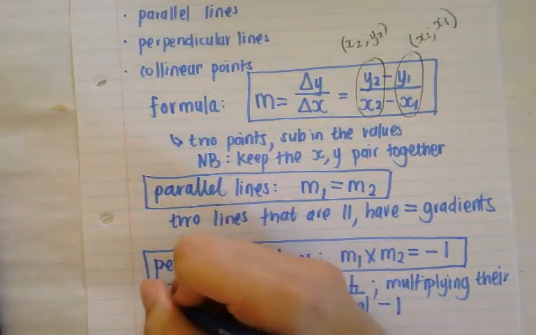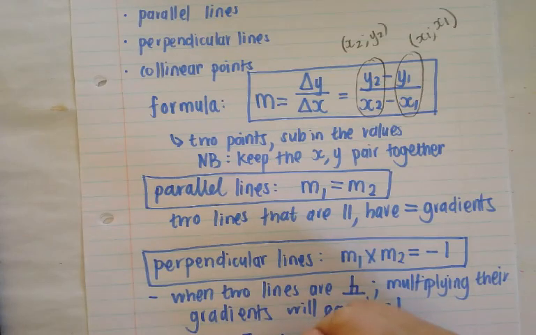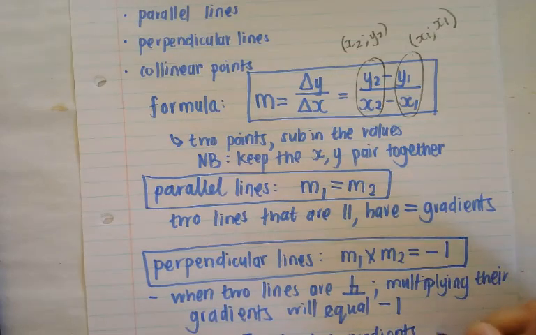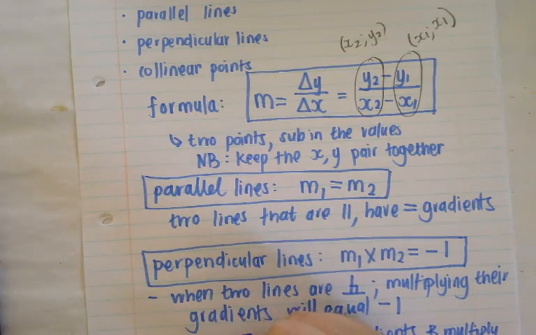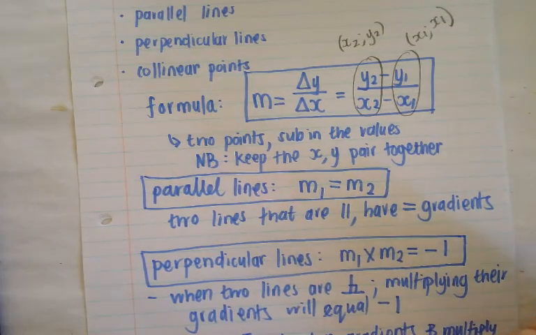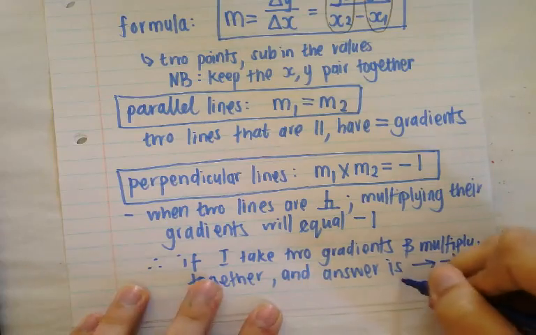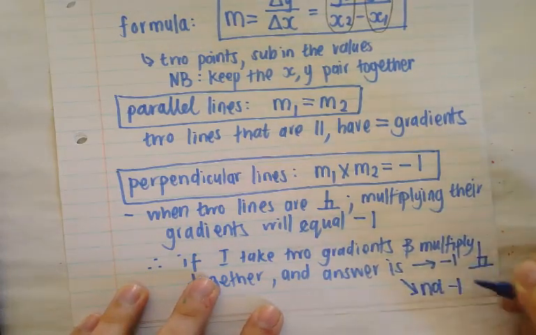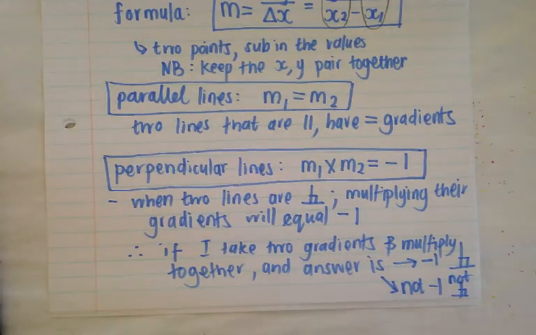So I'll just make a note here. Therefore, if I take two gradients and multiply them together, and the answer is negative 1, then they are perpendicular. Not negative 1, not perpendicular. Sorry, it's very ugly at the bottom there, but I just ran out of space.